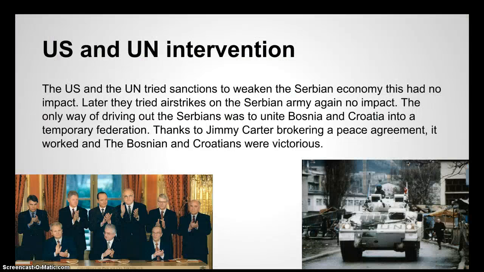Next slide. After this became public and well known, the U.S. and the UN intervened. The U.S. and the UN tried sanctions to weaken the Serbian army, and this had no impact. Later they tried airstrikes on the Serbian army, and again there was no impact. The only way of driving out the Serbians was to unite Bosnia and Croatia into a temporary federation.